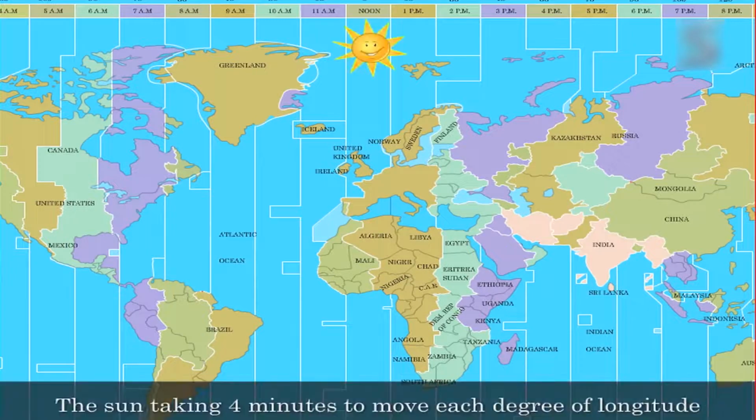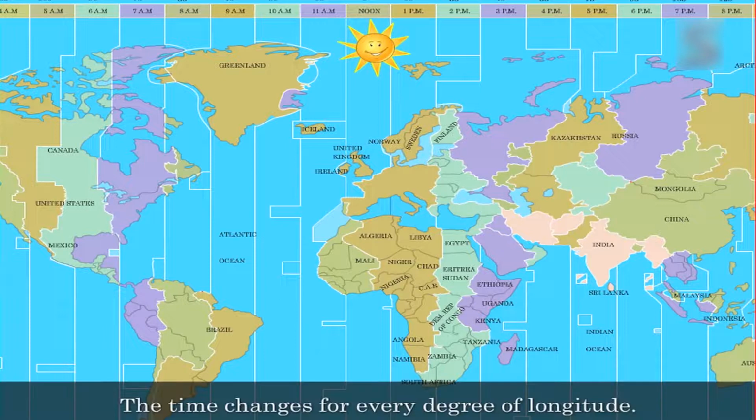For the sun to move 1 degree of longitude, it takes 4 minutes. Therefore, the time changes for every degree of longitude. This is the reason for the changes in the time. Let's understand it with an example. Isn't it confusing? Yes, certainly.